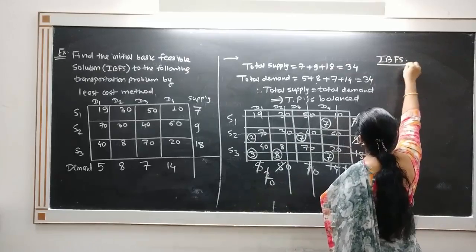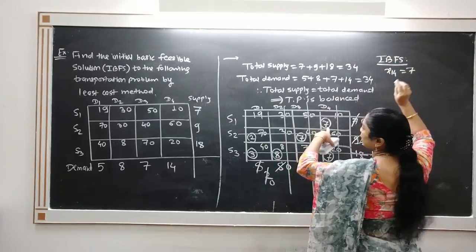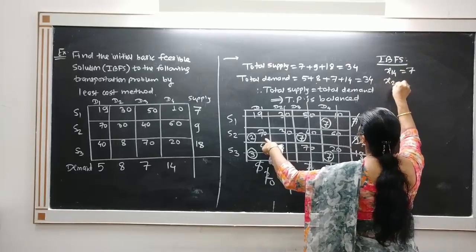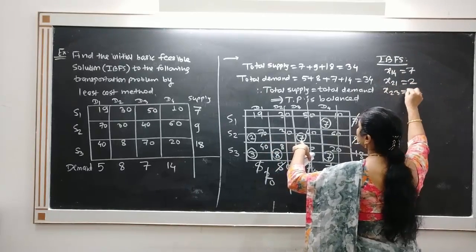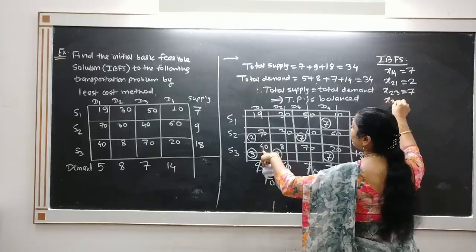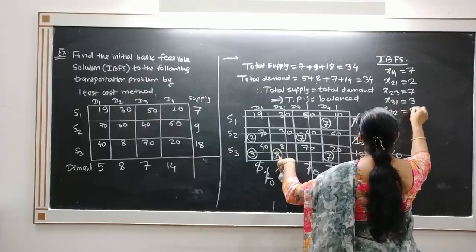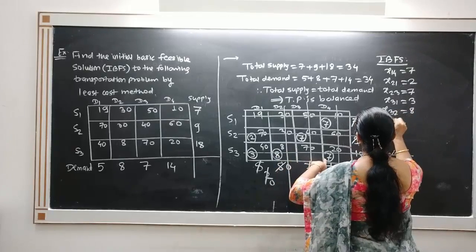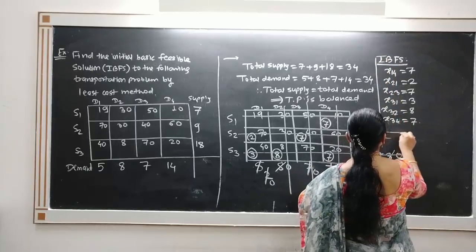The initial basic feasible solution is x14 is equal to 7, x21 is equal to 2, x23 is equal to 7, x31 is equal to 3, x32 is equal to 8 and x34 is equal to 7. And what is the transportation cost?